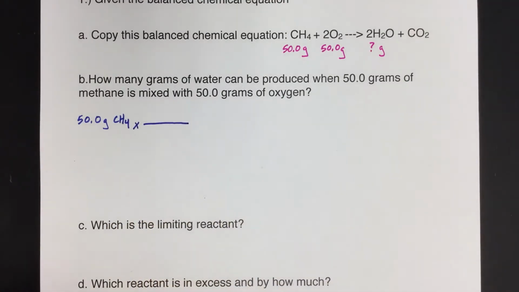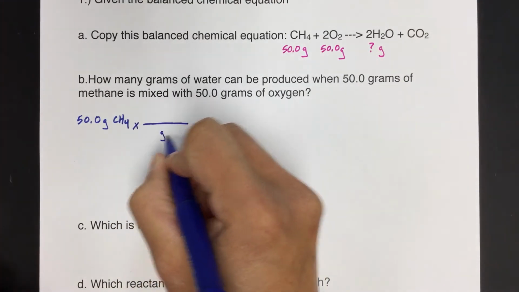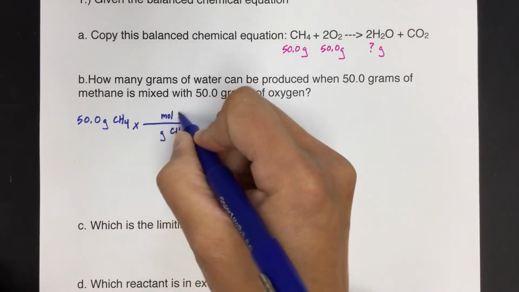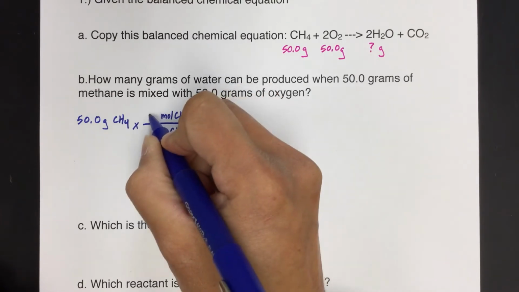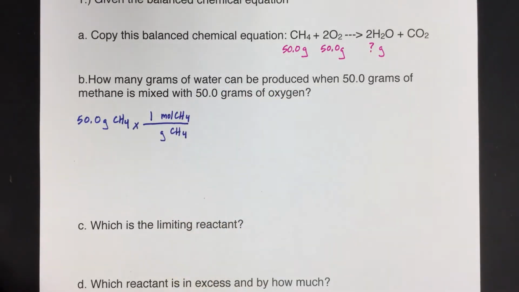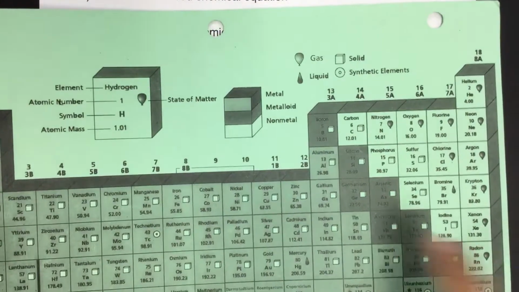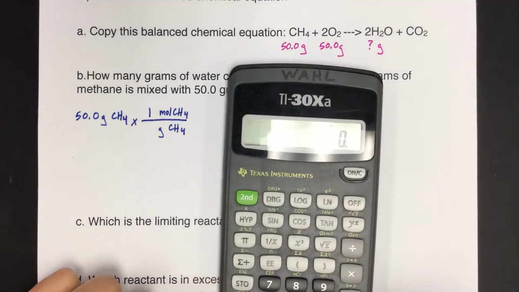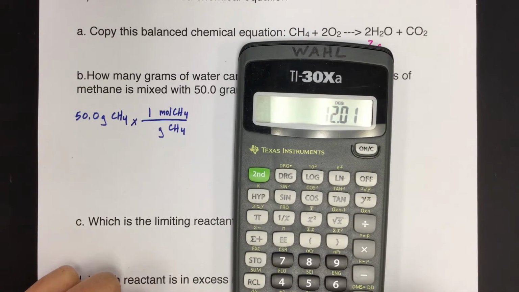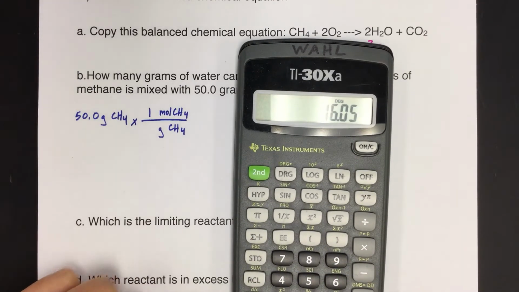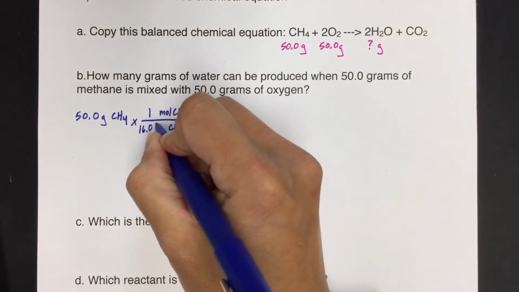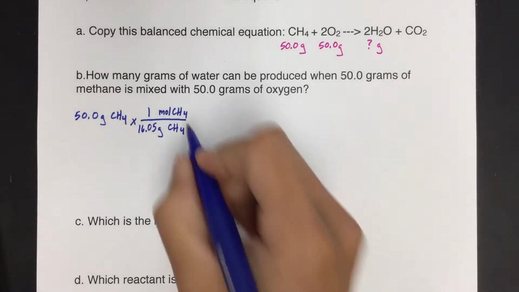First we need to convert mass to moles. So I'm going to have grams of CH4 in the bottom to cancel, moles of CH4 in the top, and this is where we need the molar mass. I know it's going to be 1 mole, because anytime I use numbers off of here, it's 1 mole. CH4 is 1 carbon, 4 hydrogens. Type that in. We get 16.05 grams. That's our molar mass of methane.